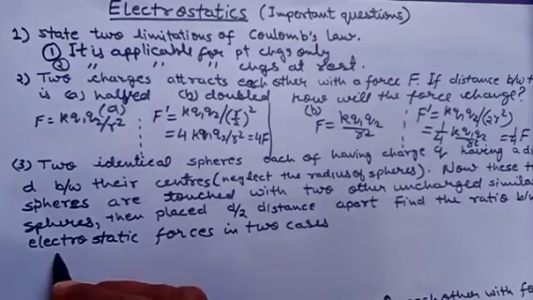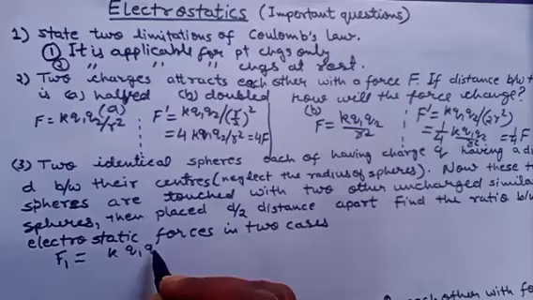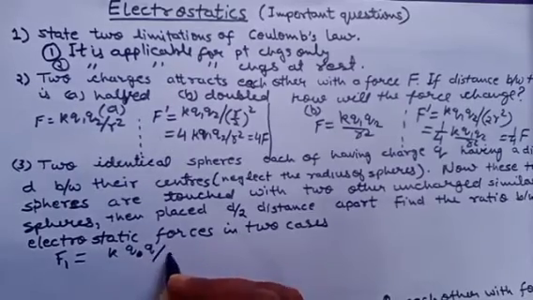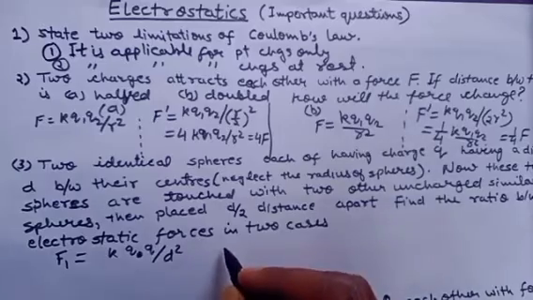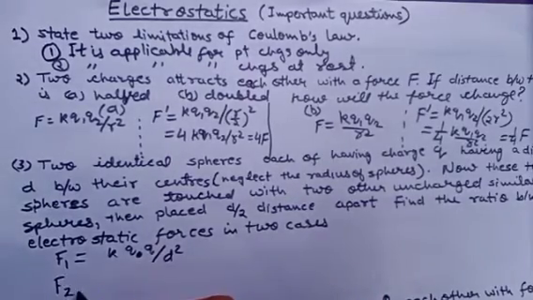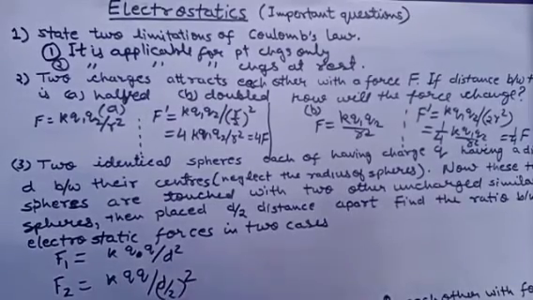So find the ratio between the forces in the two cases. In case 1, I am writing F1, it will be K, both having Q, so Q Q upon d square. They have given d, that is why I am putting d there. And F2 is K Q Q, Q is not changing, and (d by 2) square. Now divide both of them and find the ratio on your own. If any doubt occurs, you can ask me in the comments.